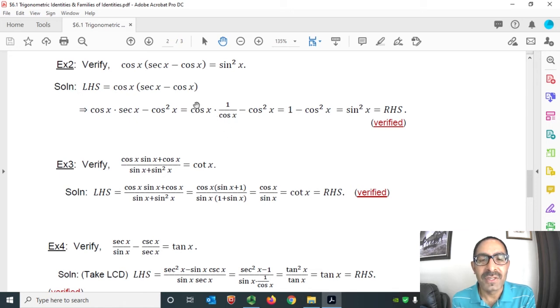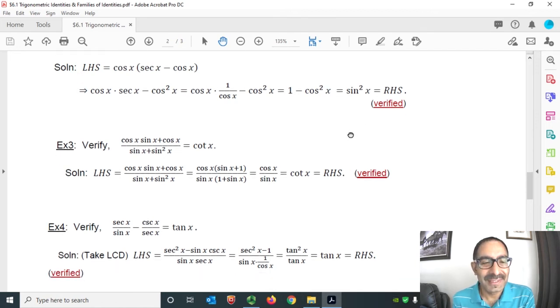In the first term here, cosine x cancels out, so we have 1 minus cosine square x, which is by formula sine square x, which is the right hand side, hence we verified. Great. I hope this idea makes sense to you all. Now let's move on. Example 3.